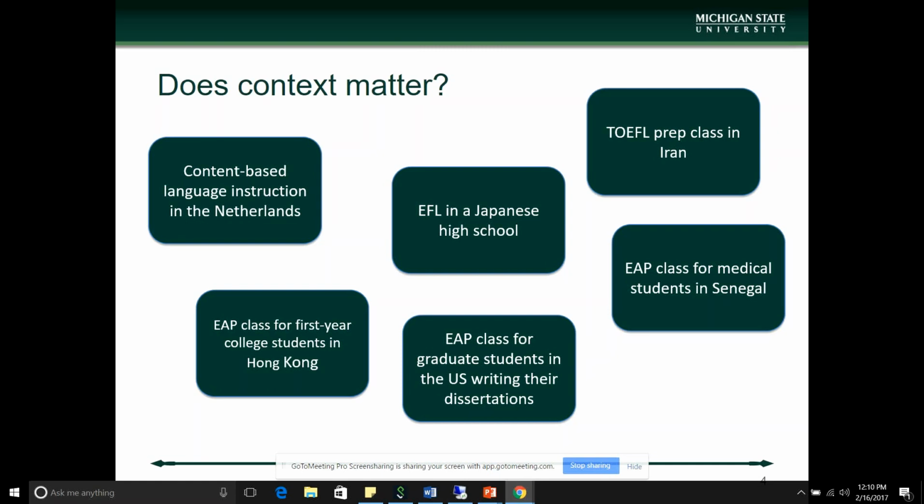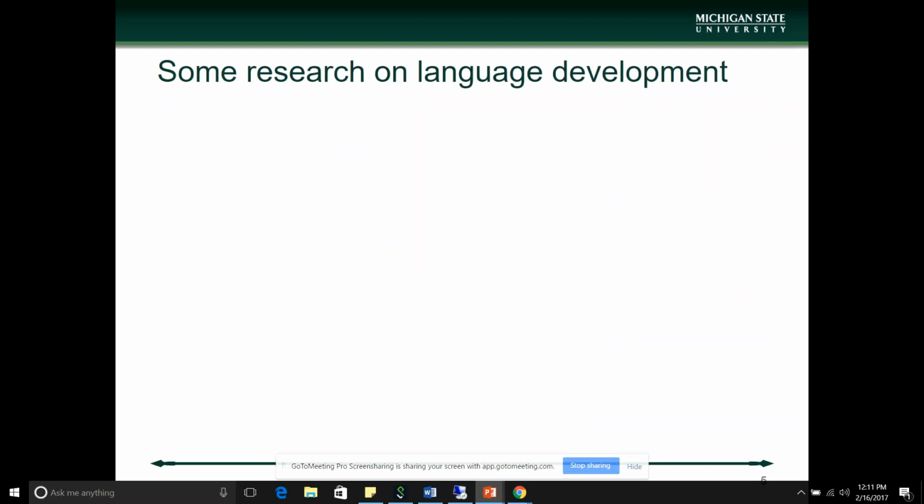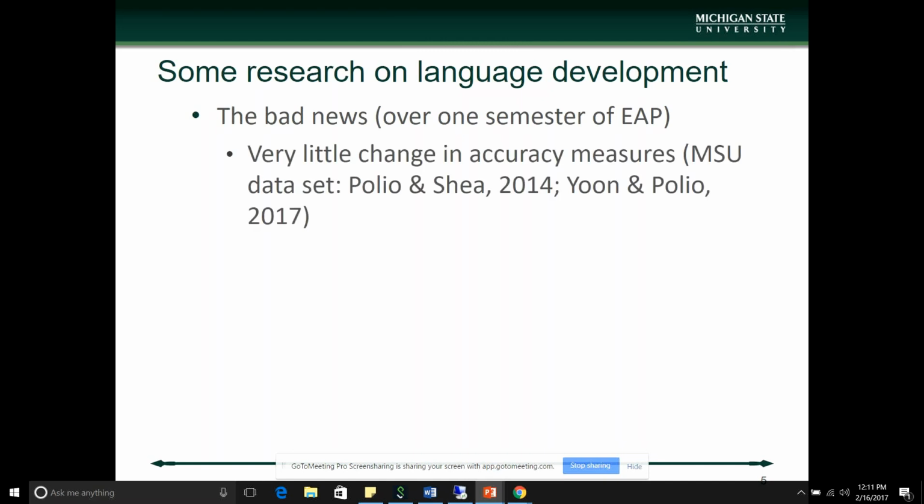Okay, let me go on and talk about why I'm particularly interested in this. I'm going to talk about some research that I've done, and again, I'll stop and you can ask questions. I mentioned before that I'm particularly interested in language development. So I'll start with the bad news: a couple of studies I've been involved in that looked at language development over one semester in an EAP.